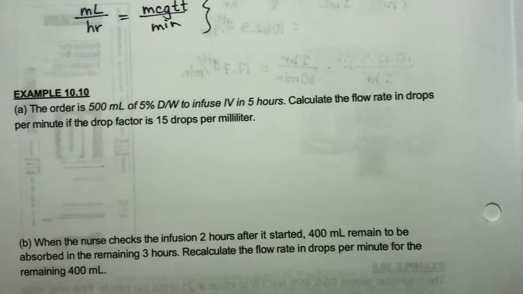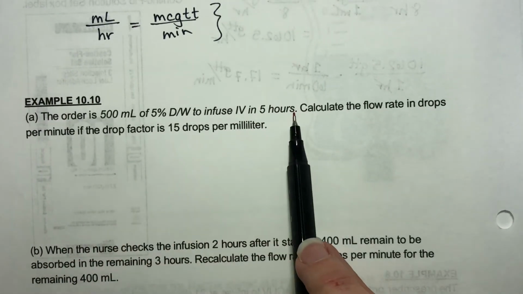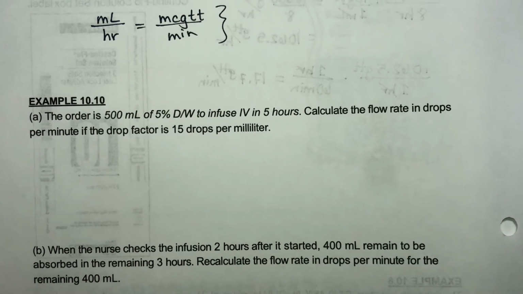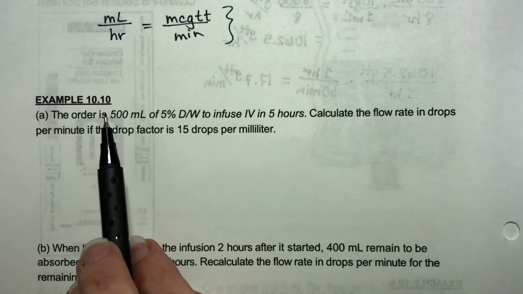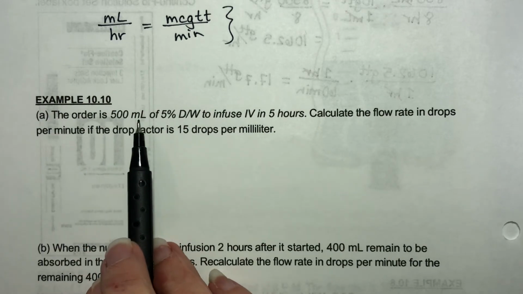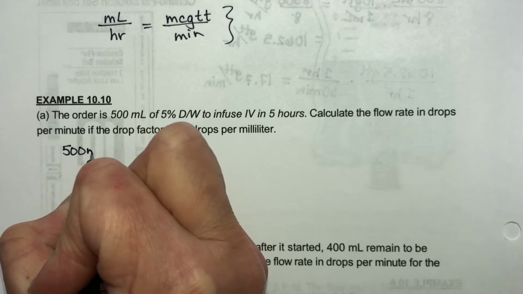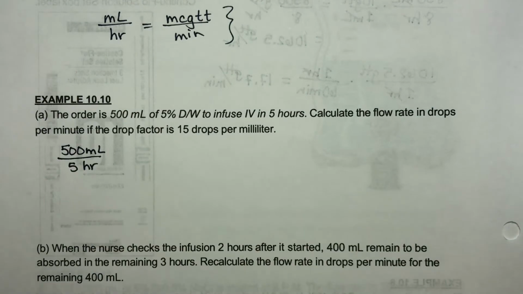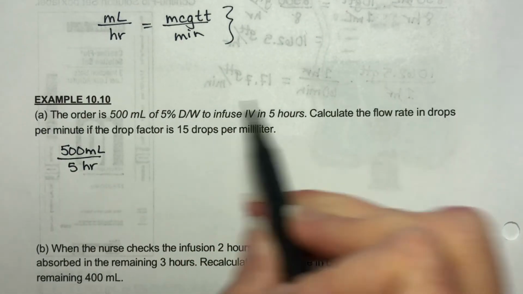Okay, so number 10. The order is 500 milliliters in 5 hours. Calculate the flow rate in drops per minute if the drop factor is 15 drops per milliliter. Okay. So we are given 500 milliliters in 5 hours. Let's start off with that. We are supposed to find drops per minute.